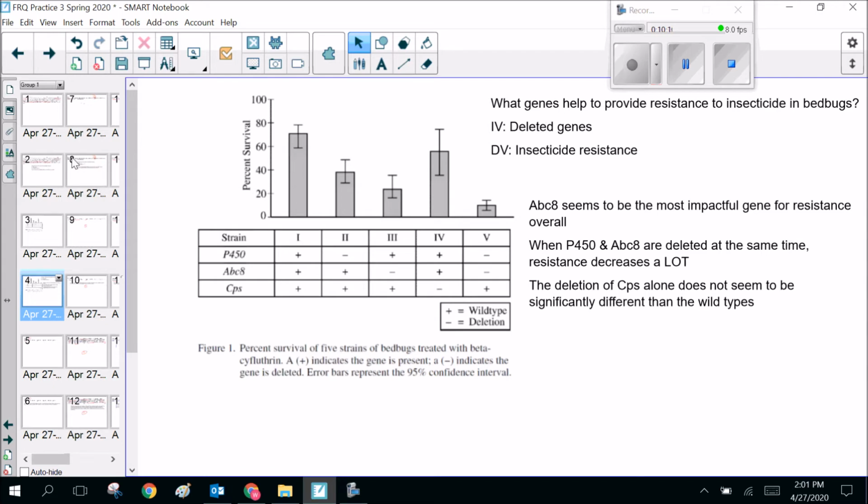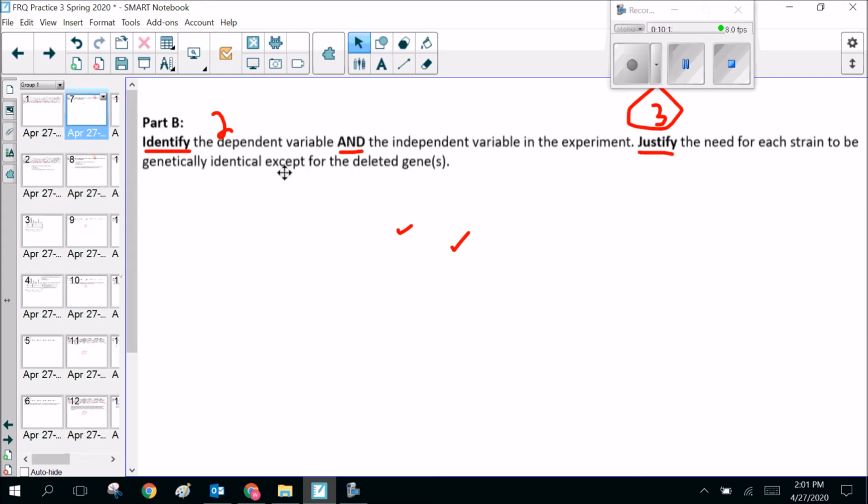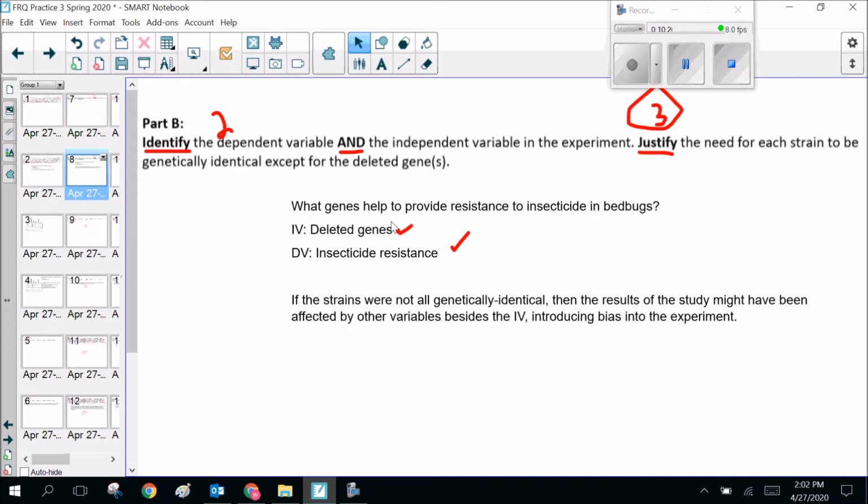See what I mean? Part B is basically exactly what we've already done. We've already identified the dependent variable and the independent variable, racking up 2 points. And then we just have to justify the need for each strain to be genetically identical, which we've already talked about a little bit. So we went ahead and just copied and pasted.